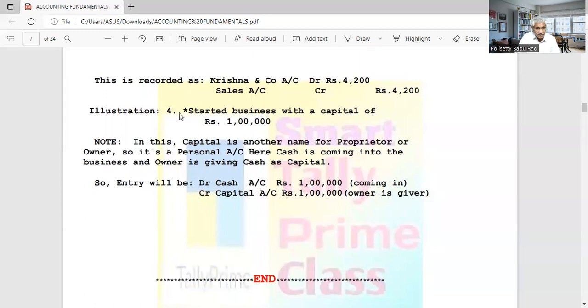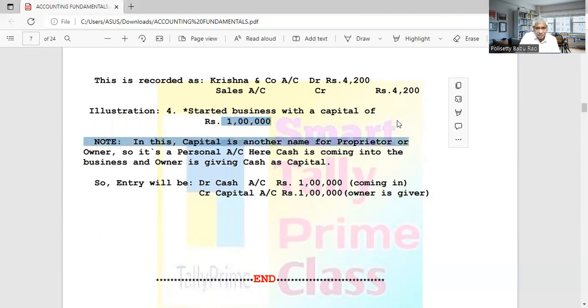See here, illustration number 4. Started business with a capital of 1 lakh. That means now we have to do started business with a capital. Who will start the business? The owner, the proprietor, will start the business with a capital of 1 lakh. What is a capital of 1 lakh? It is 1 lakh rupees.